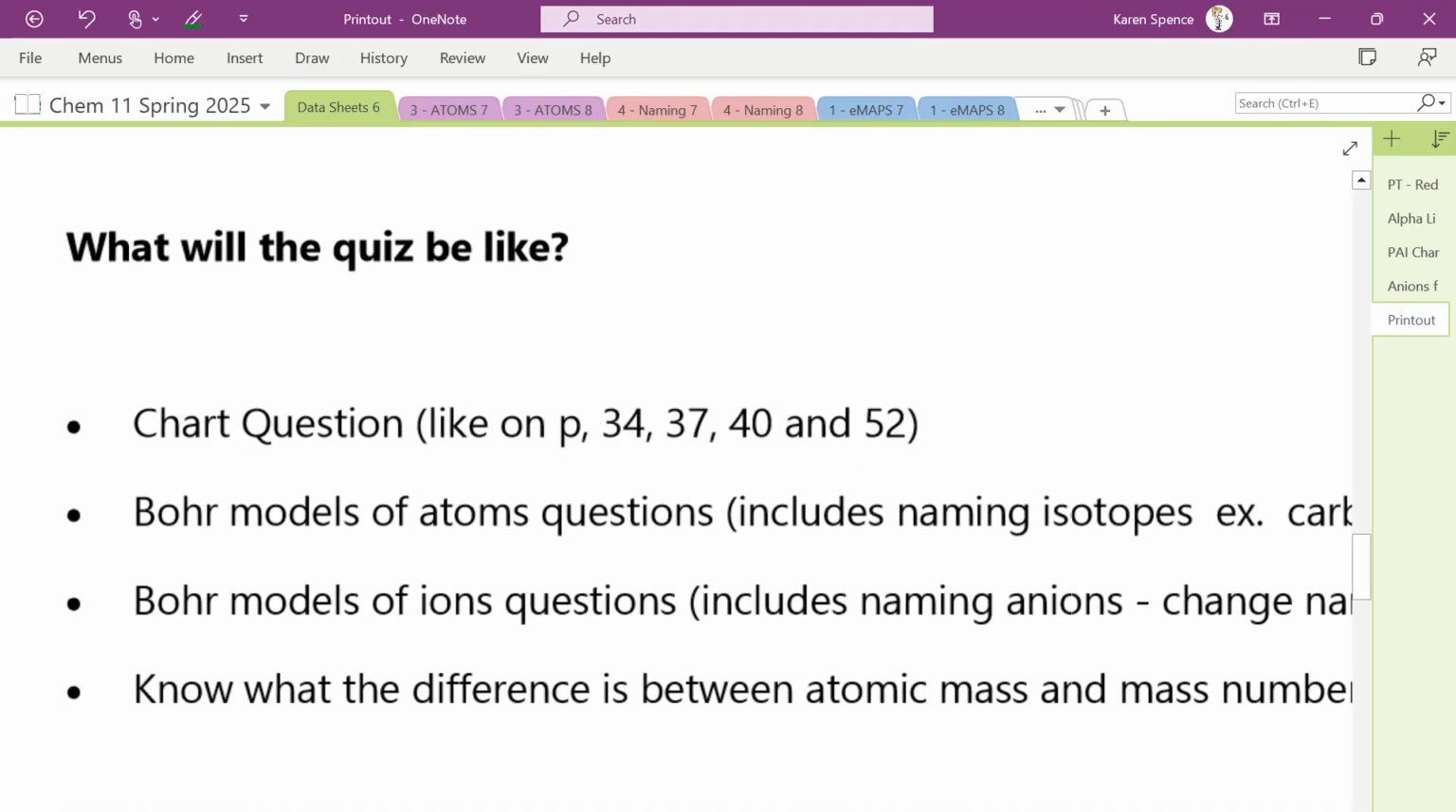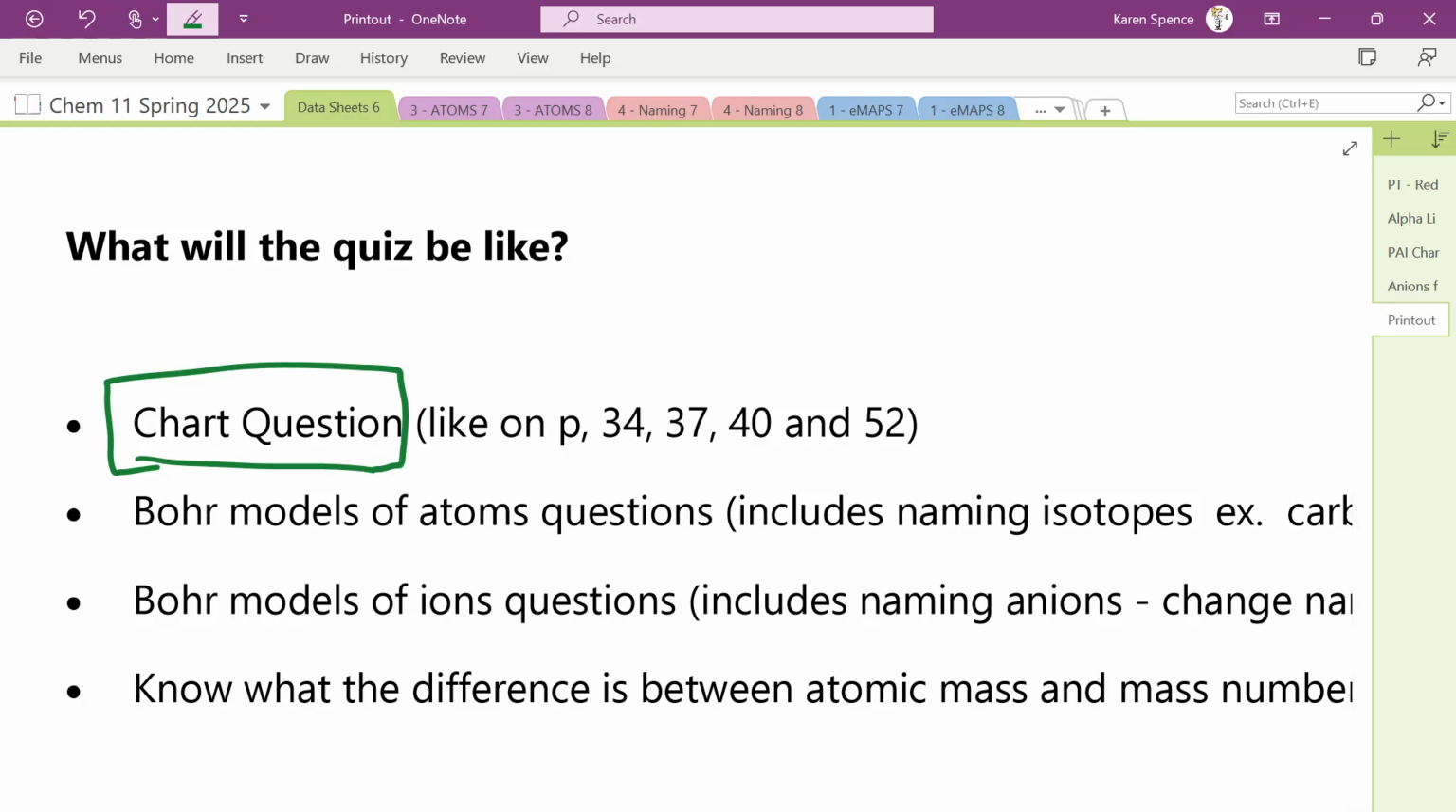The quiz will be like, there will be a chart question. Okay, so like on pages 34, 37, 40, and 52. Is there anyone in here who was in my grade 9 class? Zenny, you were in my grade 9 class. It'll look just like your grade 9 quiz, which I'm sure you remember perfectly.